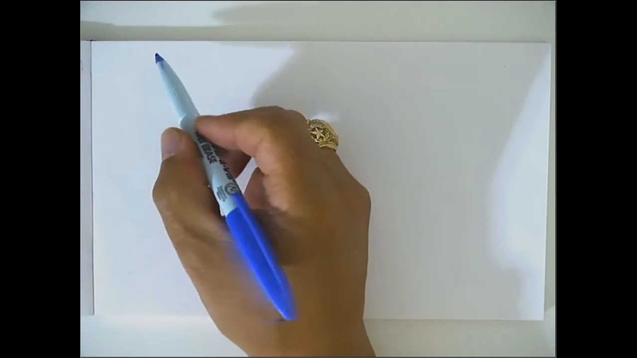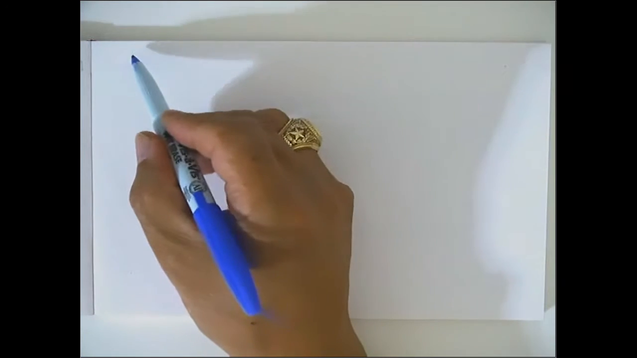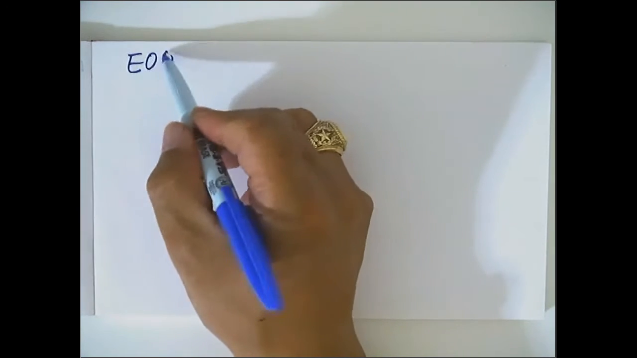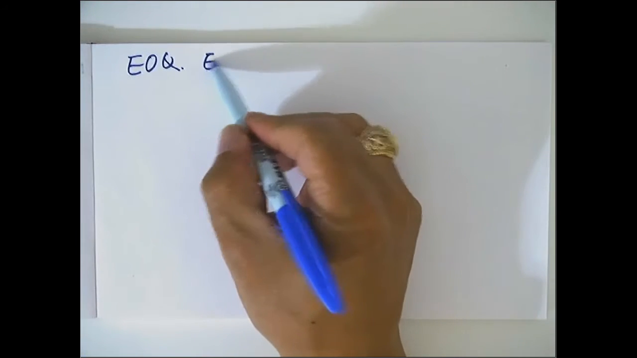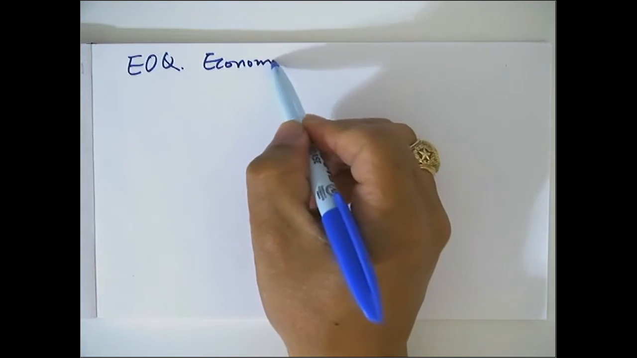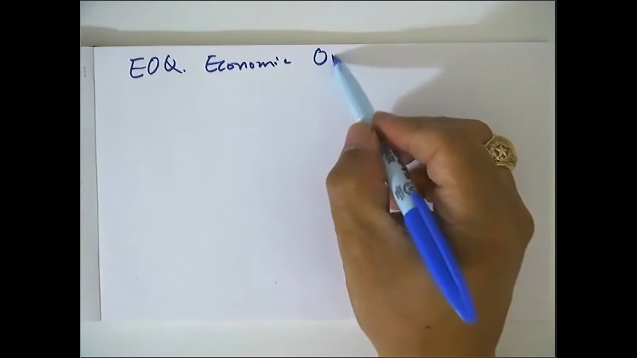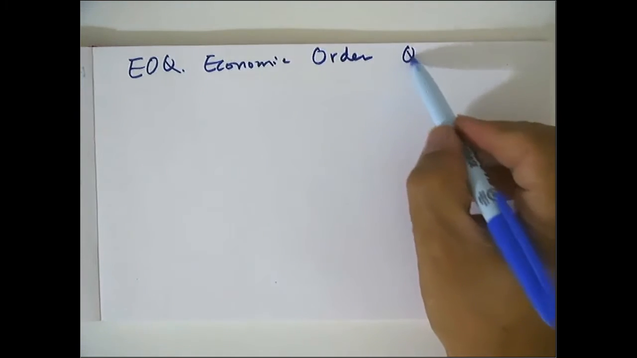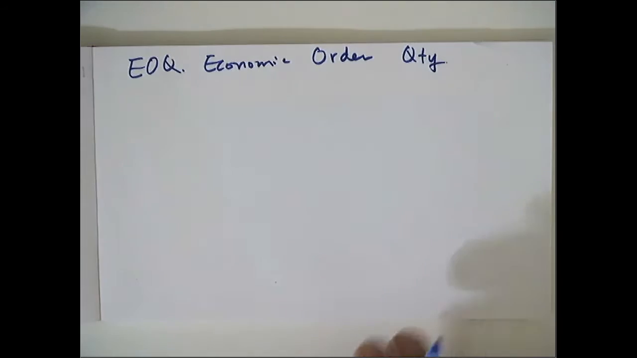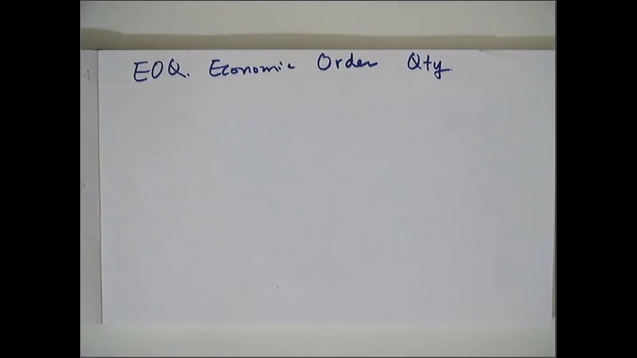This video explains the EOQ model. EOQ stands for economic order quantity. To use the economic order quantity model, we have some basic assumptions. We want to find the economic order quantity based on those assumptions.